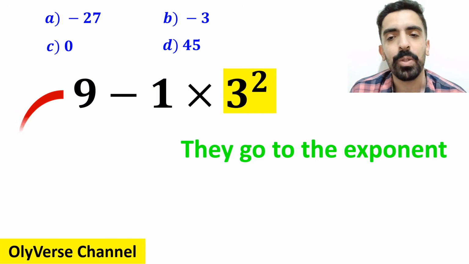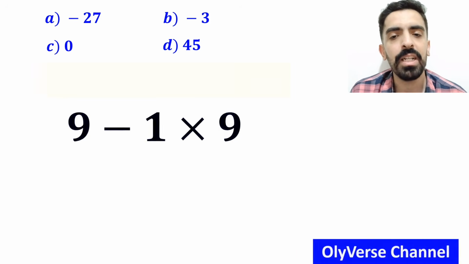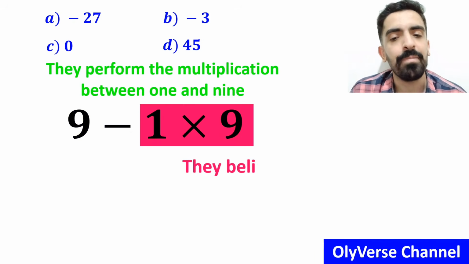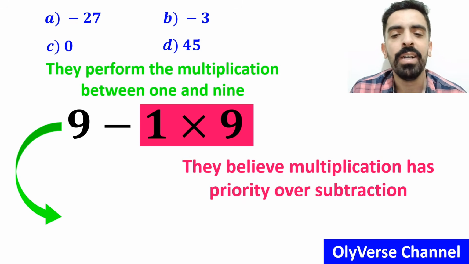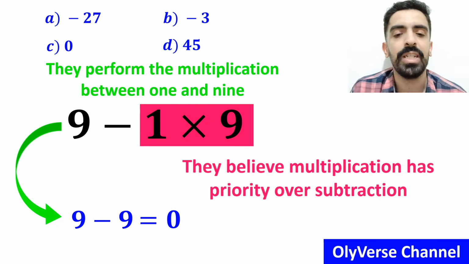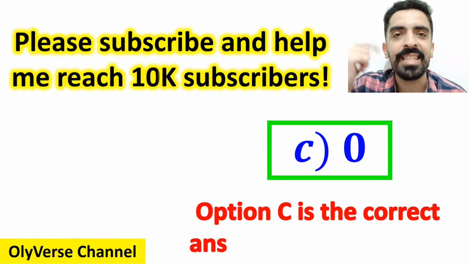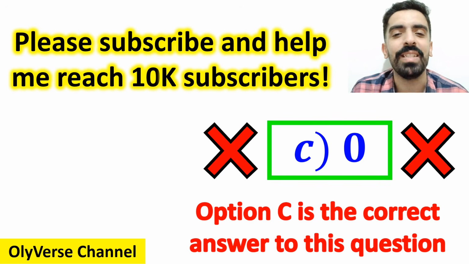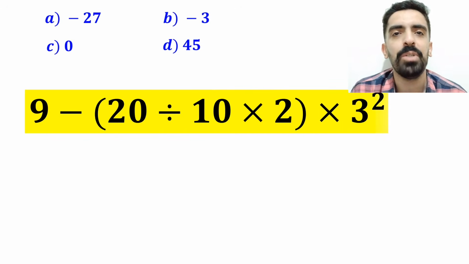Next, they go to the exponent and simplify to 9 minus 1 multiplied by 9. And the final step, they perform the multiplication between 1 and 9 because they believe multiplication has priority over subtraction. So, they rewrite this expression as 9 minus 9, which eventually gives them the answer 0. Then, they quickly say that option C is the correct answer to this question. However, it's not the correct answer to this question. Alright, now let me show you how to solve this expression properly.